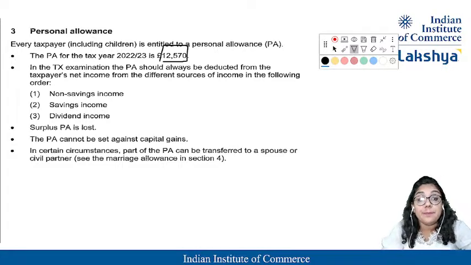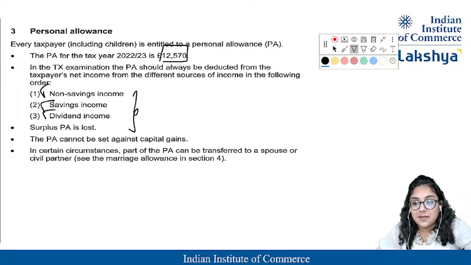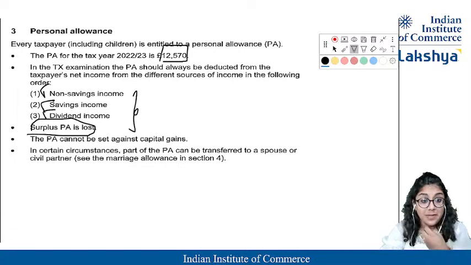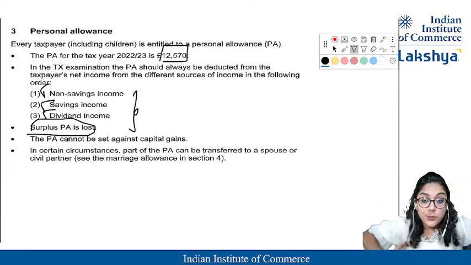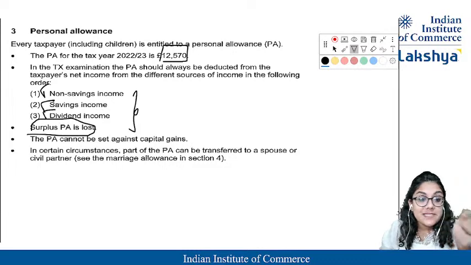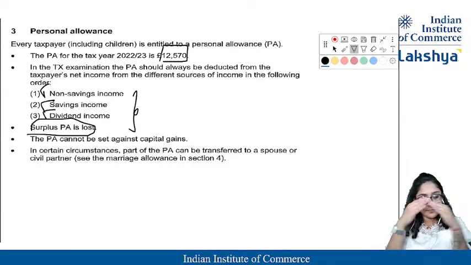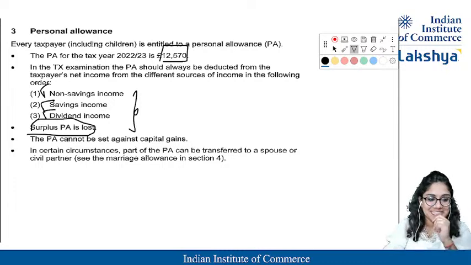In the tax exam, PA should always be deducted before deducting any income. That we know. And this is the order: non-savings, savings, dividend. Surplus PA is lost. I told you, you remember? Me and my husband. If I had a personal allowance of, let's say, 12,570, but could only have an income of 6,000, my extra was lost. Can I carry forward? No. You can transfer to your husband, but how much? 1260 pounds only. Extra is gone. I can never utilize it.